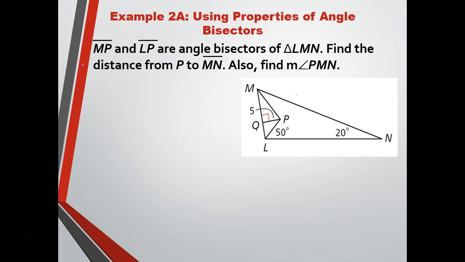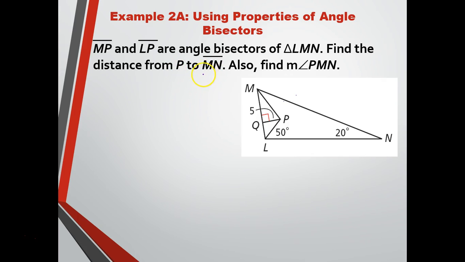All right, so let's look at this example. We're going to be using properties of angle bisectors of triangles to help us figure out some distances and angle measurements. It tells us that MP and LP are angle bisectors of triangle LMN. First, we're going to find the distance from P to MN. Then we're going to find the measure of angle PMN. Let's find the distance first from P to MN.